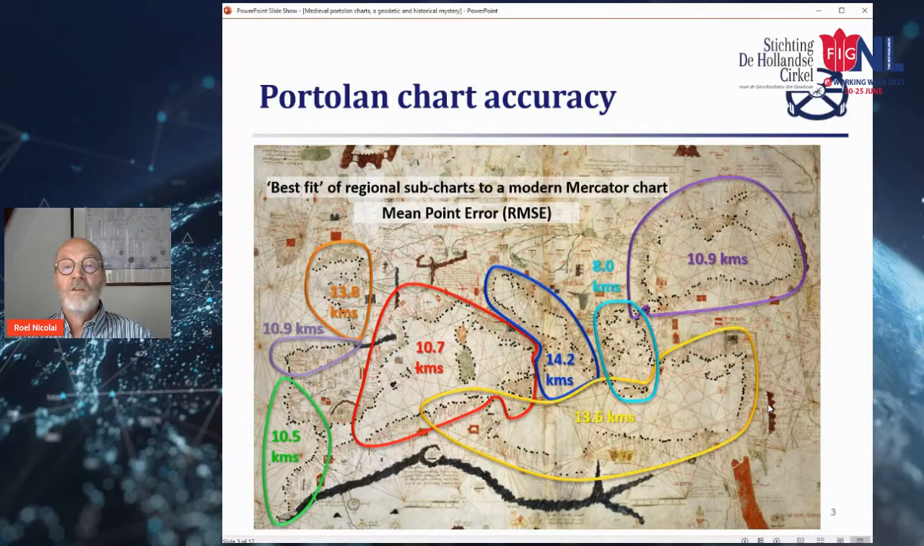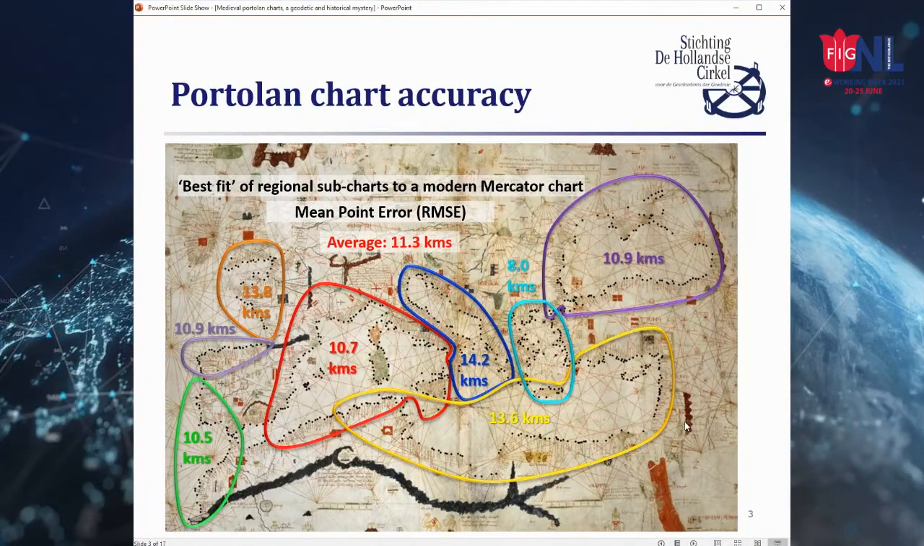identify several self-consistent subsets of points which are rotated and shifted relative to one another and have their own distinct scales. The mean point error of each regional chart is quantified as the root mean squared error of the least squares fit. The division into regional datasets is fairly consistent for all charts. The mean accuracy computed for 7 charts is about 11 kilometers.